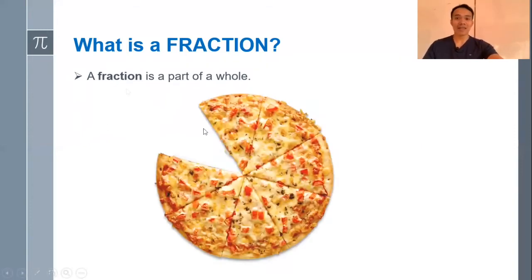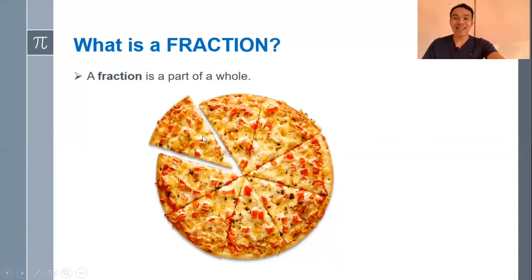All right, let's consider this pizza again. Notice that the pizza is not complete. It's not yet whole, meaning one part or something is missing. One slice is missing, actually. Or we say one part of the pizza is missing. Or we say that this is the missing part of the pizza.